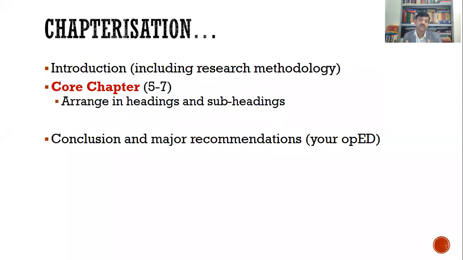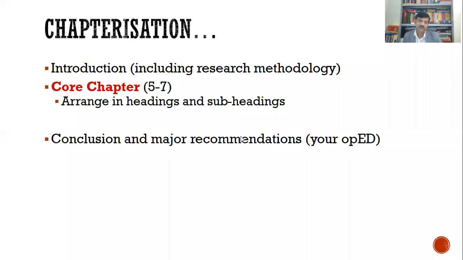I would seriously recommend that you don't ever write a conclusion by taking paragraphs from somewhere. Conclusion should be completely handwritten on your own. So basically, you should read everything, whatever you have done in your core chapters, think, and sit quietly and write it down. And then that becomes your conclusion. Not more than 2-3 pages, but that is your original work. So basically that is something which you should focus more on. And that is why I have said it is your opinion. Okay, so it is your opinion piece. It is your op-ed. So this is about chapterization.